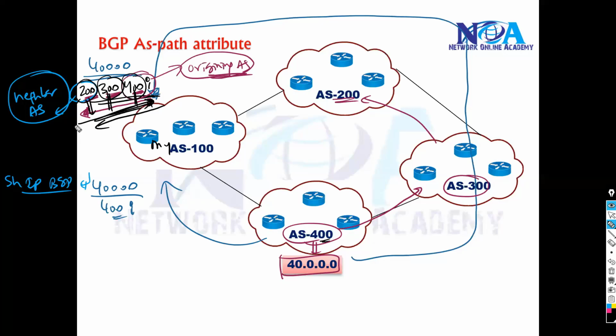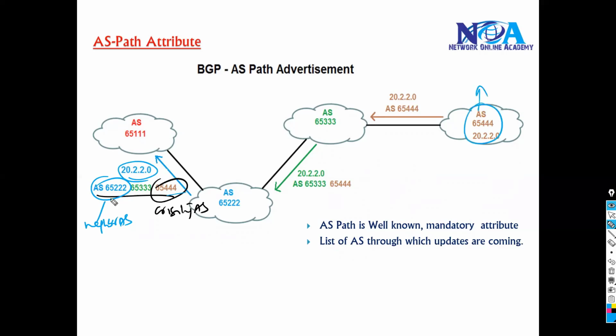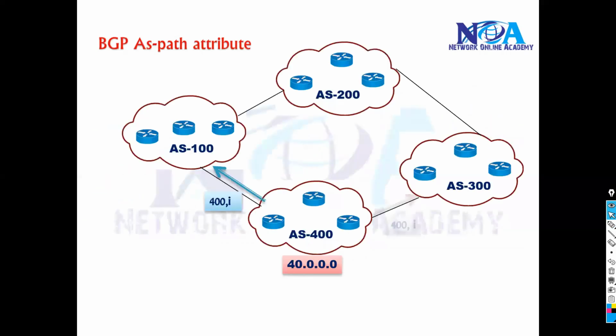So this is how you need to understand AS path information whenever you see it. Likewise, the same thing here. This is your originating AS, and this is my neighbor AS. So this route is originating from here. This is my originating AS, and this is my neighbor AS here. So this is important to know.